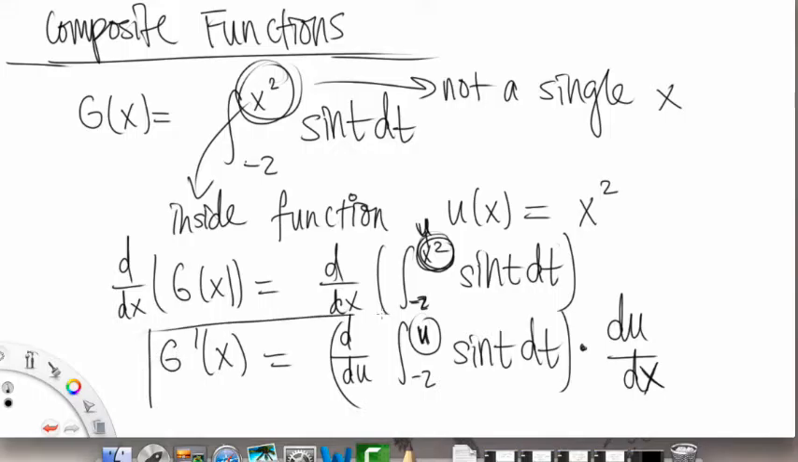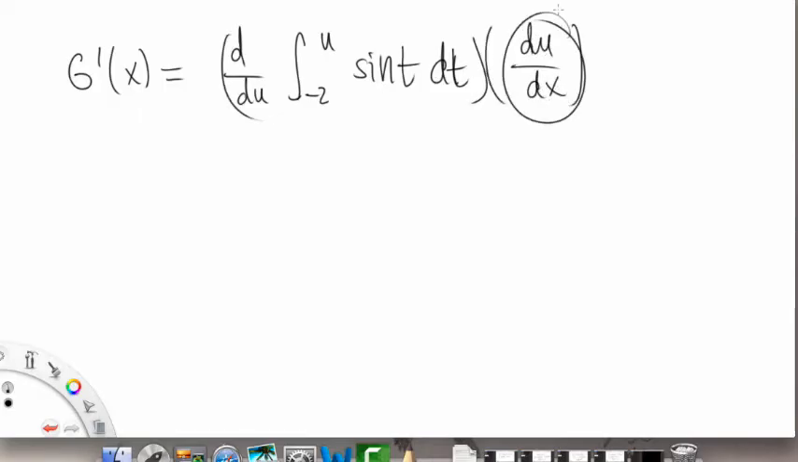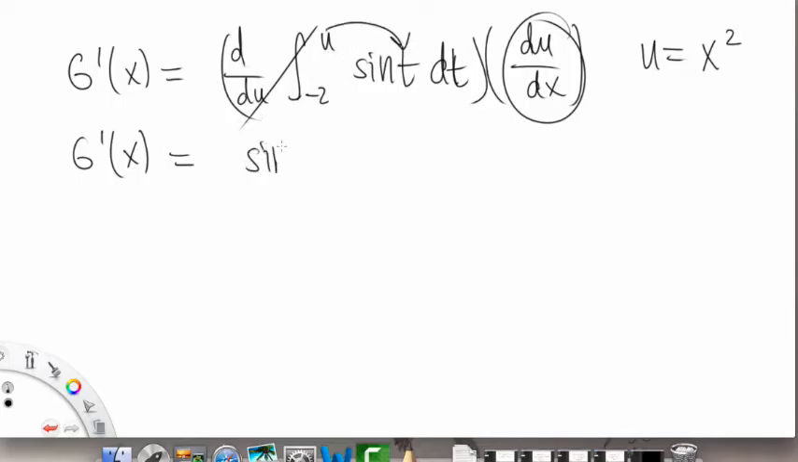Okay, so let's continue this on the next slide. We have g prime of x equal to d/du of the integral from -2 up to u of sine t dt, and on the outside we have du/dx, because this is from the chain rule. Again, as a refresher, u is equal to x squared. The Fundamental Theorem of Calculus Part 2 says that we just plug in a u here. So that's just going to be sine of u, whatever that is. We'll replace it with x squared later on.